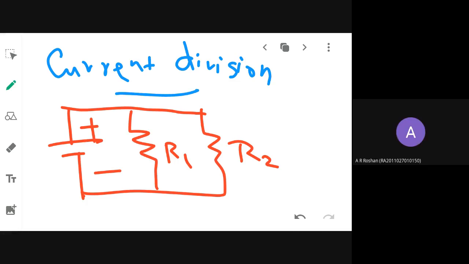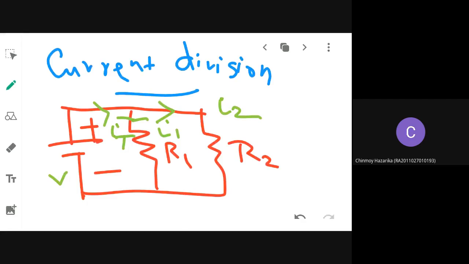Let us designate current here. Let the total current be IT. Let this voltage be V. Then the current will get divided. Let this be I1 and this be I2. IT represents my total current, I1 represents the current through R1, I2 represents the current through R2, and V represents my voltage source element.